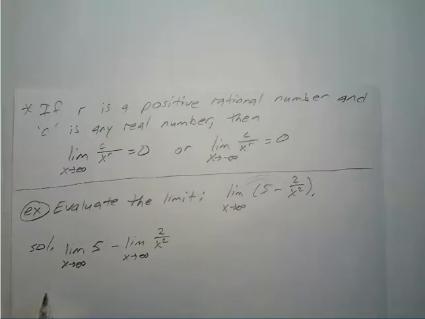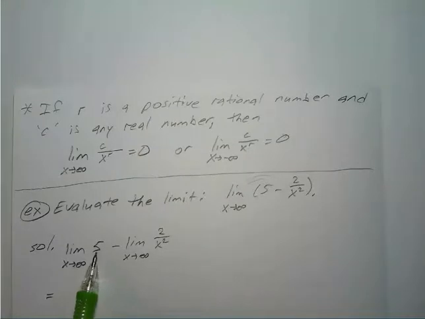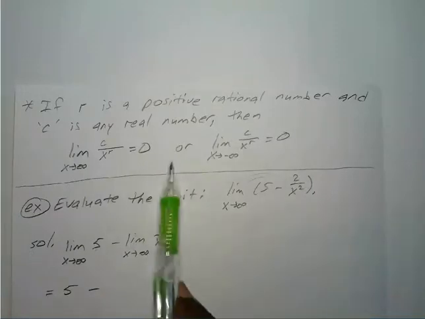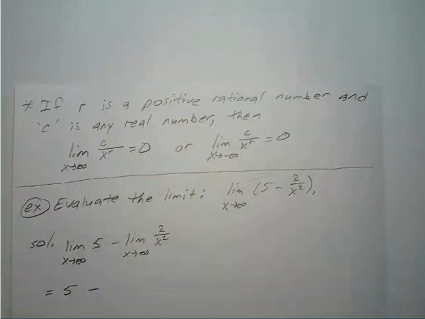Now we already know that the limit of a constant, it doesn't matter what it's approaching, is just that constant. So that's going to be 5. Minus, now this is where our little rule up here comes in. Here you have 2 over x squared, and this x is getting bigger and bigger and bigger. So let's say you have 2 over 10 squared, so you have 2 over 100.